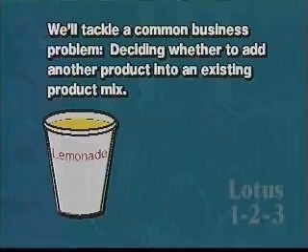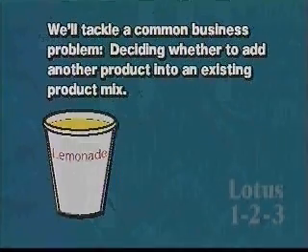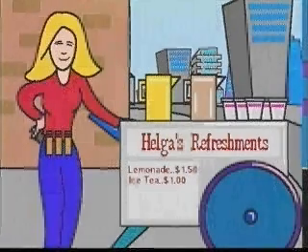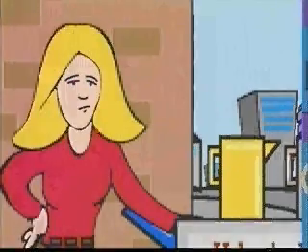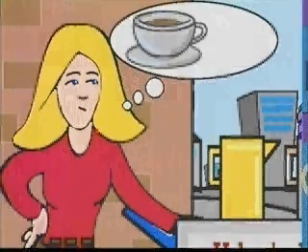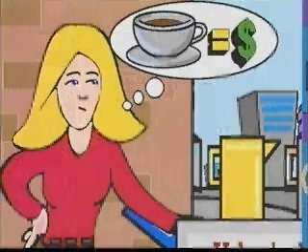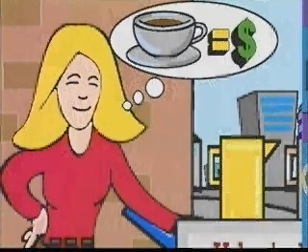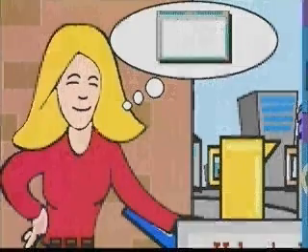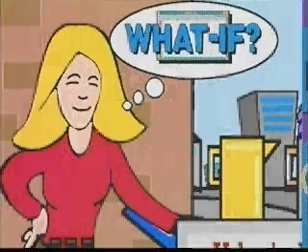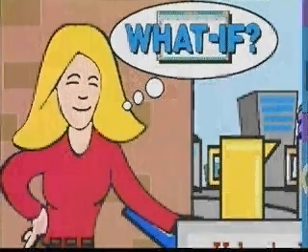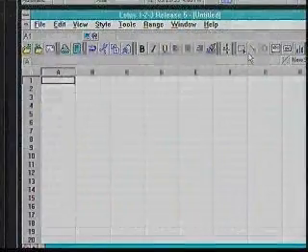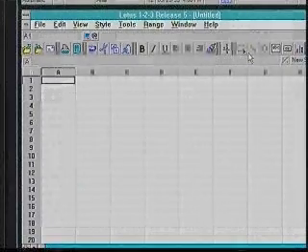To help illustrate this connection, we'll tackle a common business problem, deciding whether or not to add another product into the mix. Our business will be a curbside lemonade stand. The proprietor of this small business venture has noticed that coffee and espresso seems to be the current rage among her target market. So she's thinking about adding these 2 new products to her basic product mix of lemonade and iced tea. The problem she faces is a good example of the kind of what-if analysis that spreadsheets are great for, testing out some numbers to see if a business idea might fly. Okay, everyone, let's use Lotus to help her make a decision.